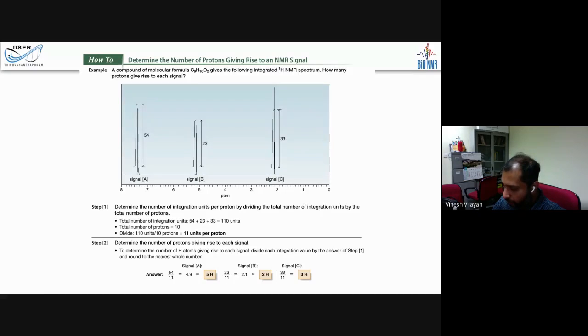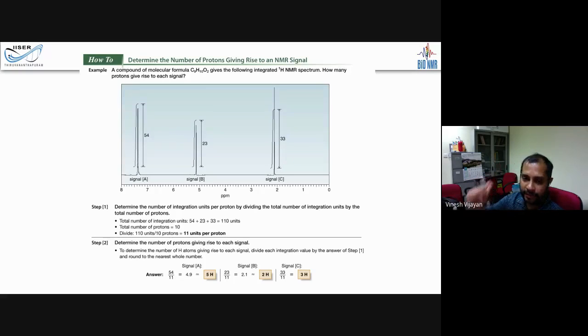Now, how do we find the number? 54, 23, and 33 are not the number of hydrogens. There are only 10 hydrogens, so of course these are not the number. I said it is proportional. So how do we find the number of hydrogens here? The proper way of doing it is to add up these 3: 54 plus 23 plus 33, that is 110 units. So 110 units will give you 10 hydrogens.